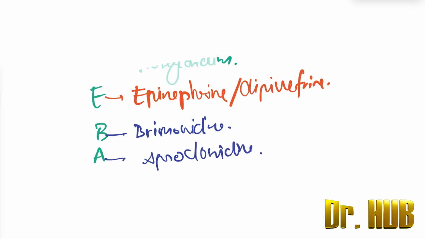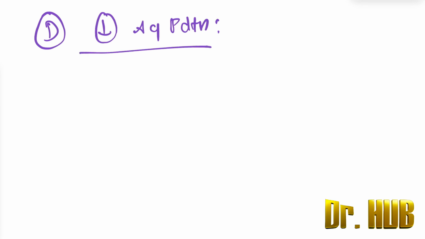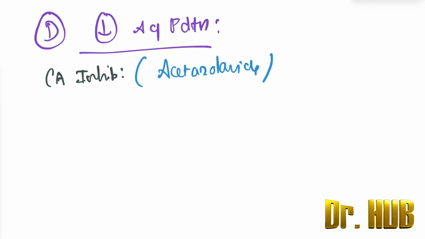Now we saw the increase in the uveoscleral flow. Then we'll be looking at the drugs which decrease the aqueous production. What is the one which decreases the aqueous production? It can be the carbonic anhydrase inhibitors. To name a few, it is acetazolamide, as well as dorzolamide.